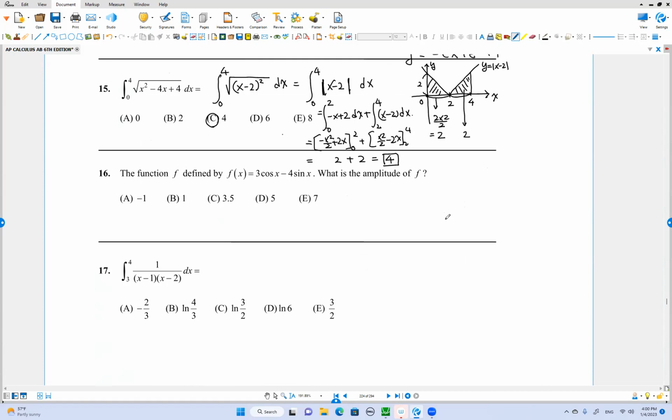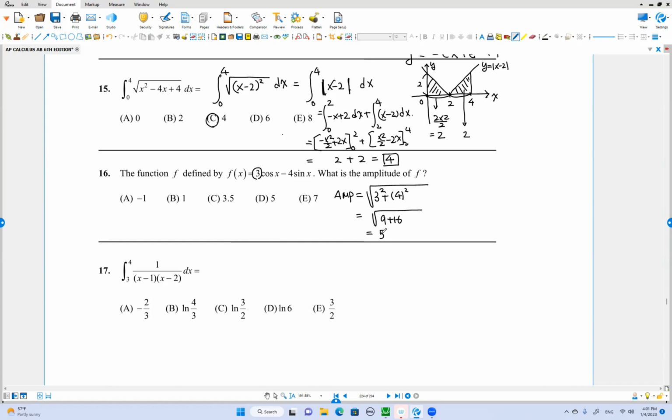Number 16, function f defined by f of x equals 3 cosine x minus 3 sine x. What is its amplitude of f prime? It's memorized. We have a cosine and a sine, and the amplitude is always a square root: this amplitude squared plus the other amplitude squared. That equals the square root of 9 plus 16, which equals 5. Square root 25 is 5. Are you okay with this?